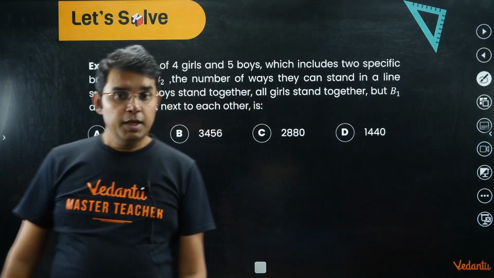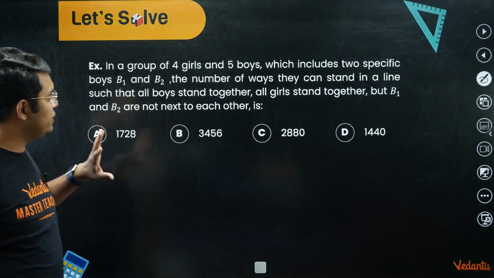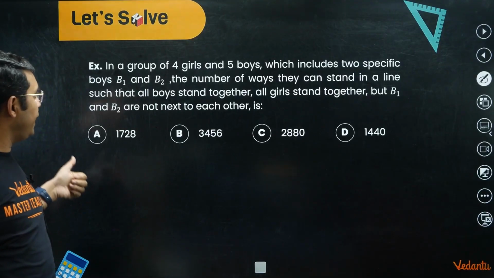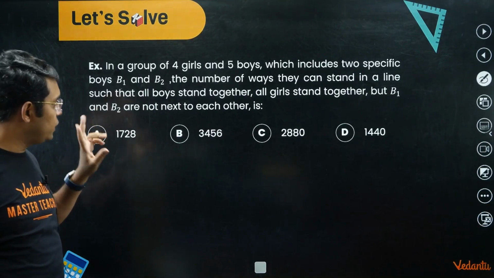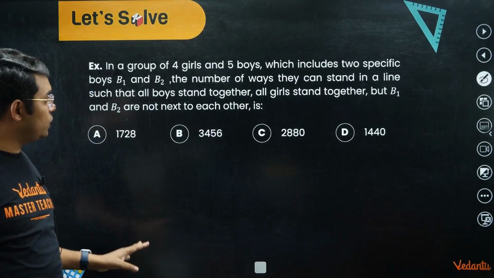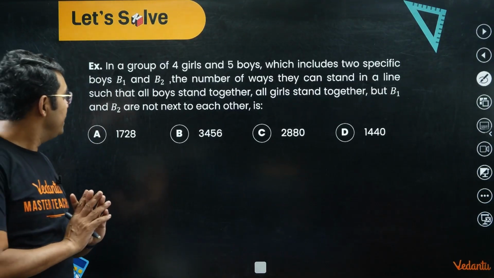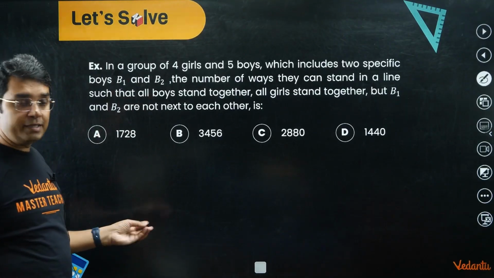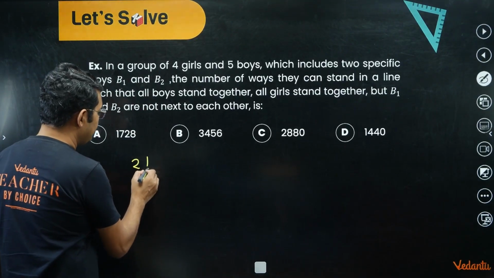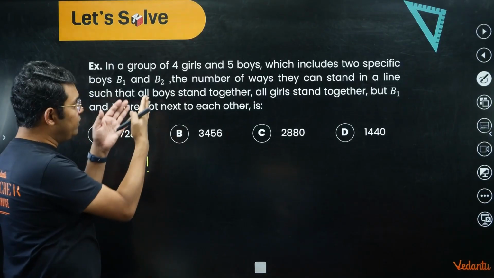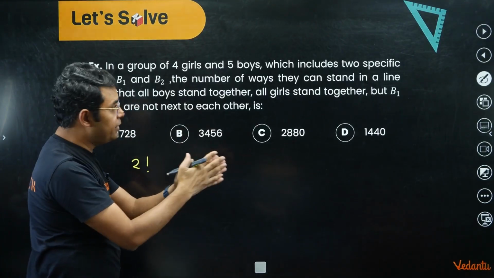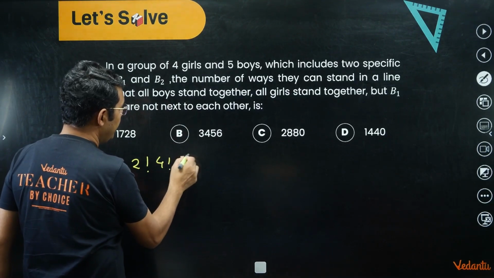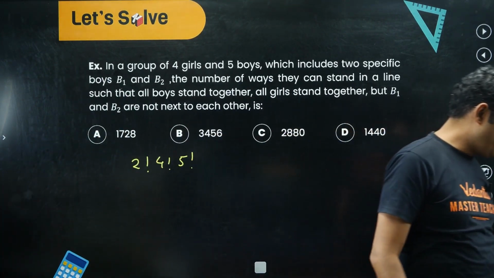Now coming to this: in a group of 4 girls and 5 boys which include 2 specific boys B1 and B2, the number of ways they can stand in a line such that all boys stand together, all girls also stand together, but B1 B2 are not next to each other. In this case, because all boys are together and all girls are together, there will be 2 factorial ways to arrange the 2 blocks, one block of girls, one block of boys. But inside the girls you can arrange in 4 factorial, inside the boys you can arrange in 5 factorial.